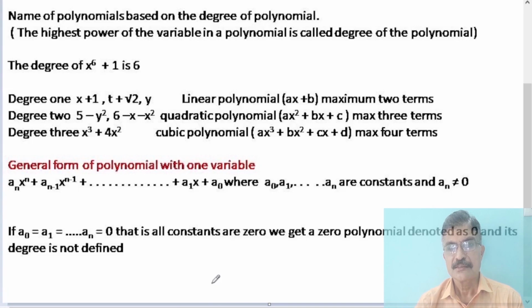Okay. So these are all the specific names used to describe polynomials based on the number of terms and the degree of the polynomial. Never confuse it with the degree of the polynomial. The degree of the polynomial is the highest power of the variable used in the polynomial.